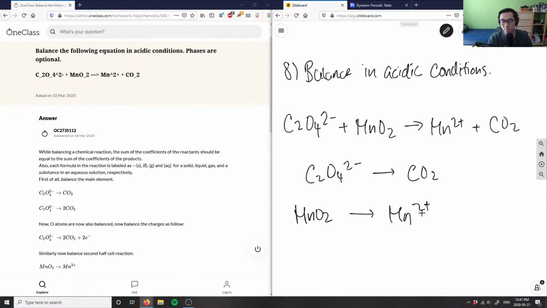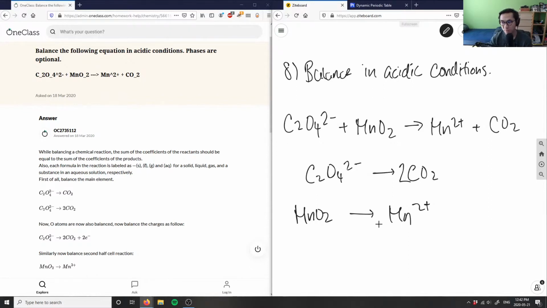So in this case, what I'm going to do now is balance elements other than oxygen and hydrogen. In the first one, I have 2 carbons and I only have 1 carbon on this side. So I'm going to add a 2, right? And then it actually balances out the oxygen as well, because this is 4 oxygens here and 4 oxygens here, which is good. And manganese here, I have 1 Mn and 1 Mn here. So that's good.